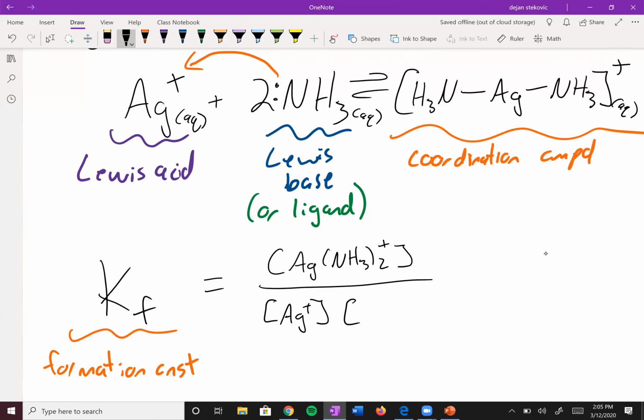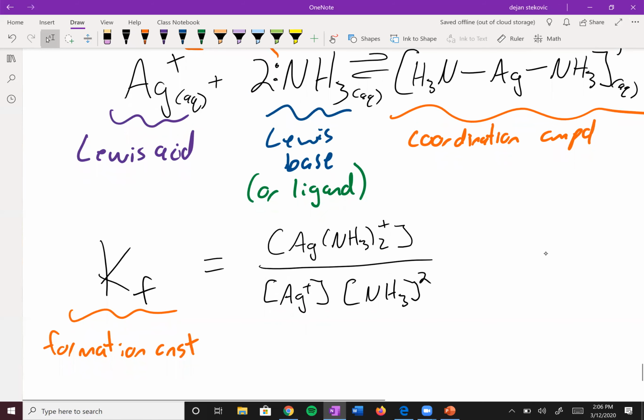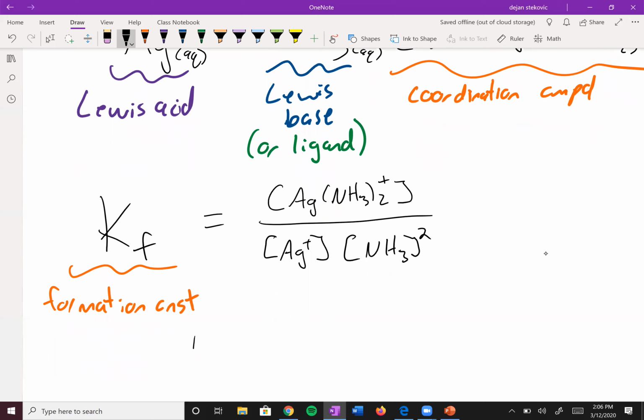Times what? The NH3 squared, the ammonia squared. Right. So again, we kind of learned something new, Lewis base adducts, but the K is not really anything new. And this next part isn't really anything new. If we have a large KF, what does that mean? Right, there's more product. And so basically what it means is that the coordination compound is favored. A large K, you're going to go more towards product.